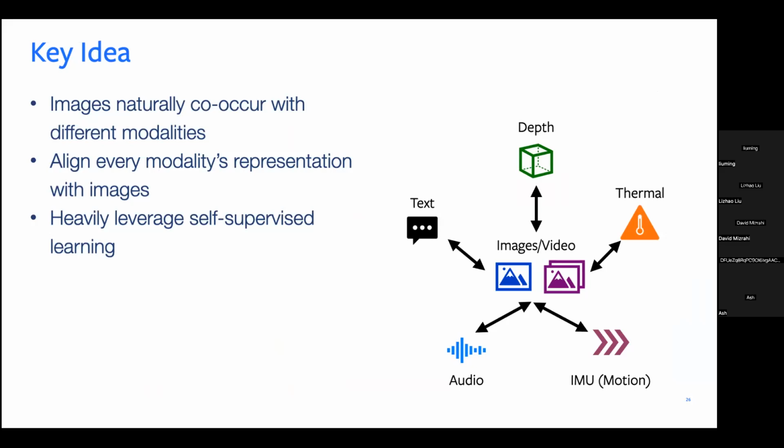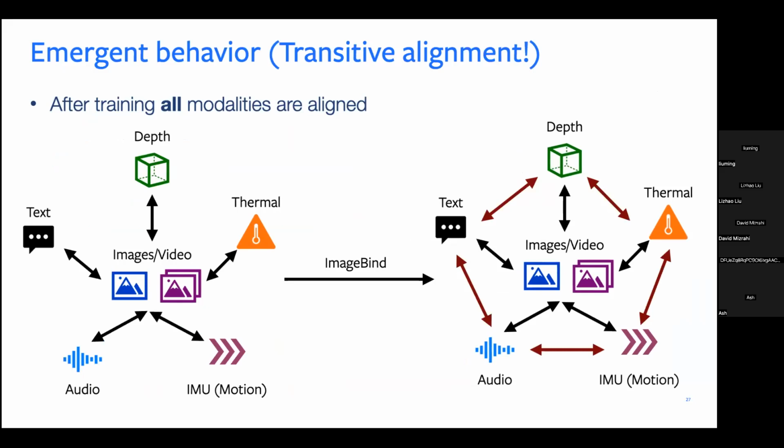So for example, we have depth co-occurring with images. Wherever we have that, we train a depth encoder and we try to align it to its corresponding image encoder's representation. The same thing holds for thermal, the same thing holds for IMU. And so everything basically aligns itself to the image representation with which it's naturally co-occurring. And what we observe is a pretty remarkable phenomenon: we get transitive alignment out of this.